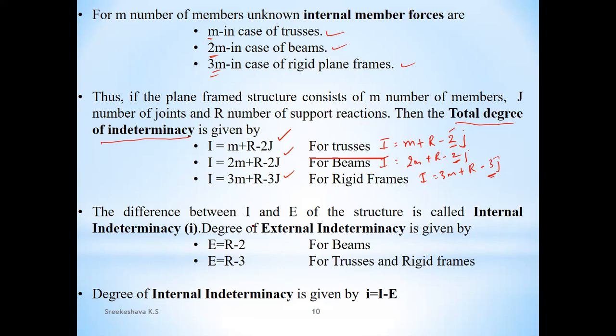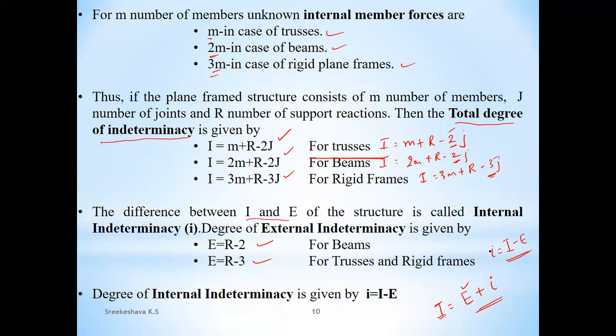Then the difference between I and E. The total indeterminacy is the sum of external indeterminacy plus internal indeterminacy. We know how to compute external. External indeterminacy for beams is number of reactions minus 2. For truss or rigid plane frames it is number of reactions minus 3. So you get the E value. To get I, total indeterminacy minus external indeterminacy gives the degree of internal indeterminacy.